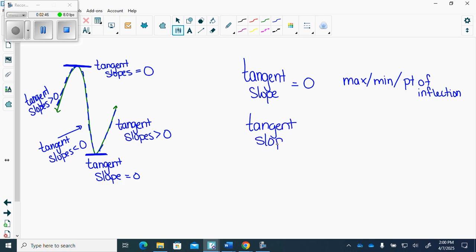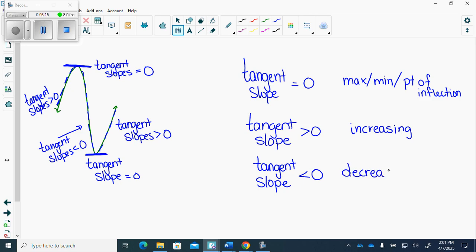Okay, when the tangent slope is greater than 0, what happens? Rising up, which means the graph is doing what? Increasing. And then where the tangent slope is less than 0, what's happening? Decreasing. So wherever the tangent slope equals 0, this is called the critical numbers of the first derivative. Basically the x-intercepts of the first derivative, right?